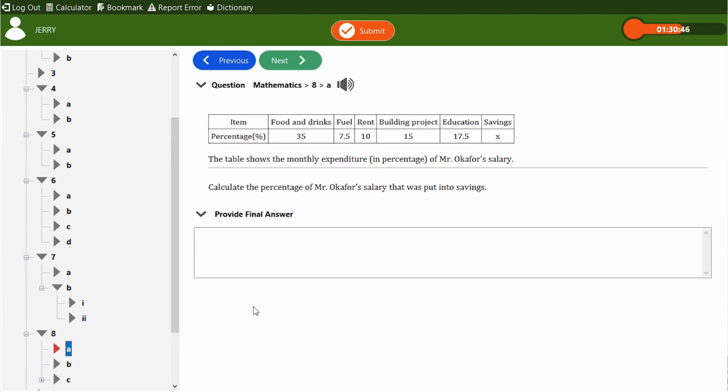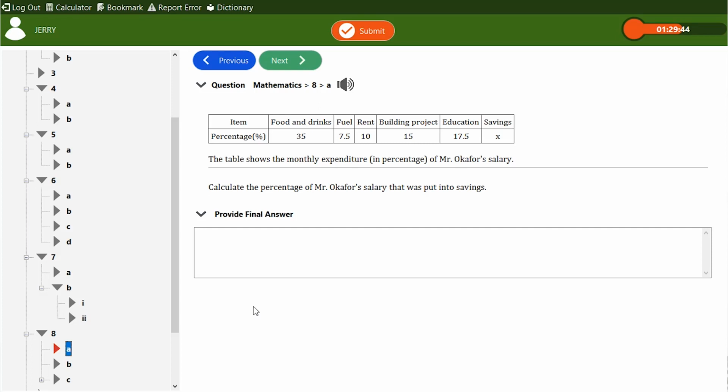Okay, another one. Let me wipe off here. The table shows the monthly expenditure in percentage of Mr. Okafor's salary. Calculate percentage of Mr. Okafor's salary that was put into savings. We have food and drinks, fuel, rent, building projects, education, savings. And these are all in percentage: 35%, 7.5, 10, 15, 17.5, and S.